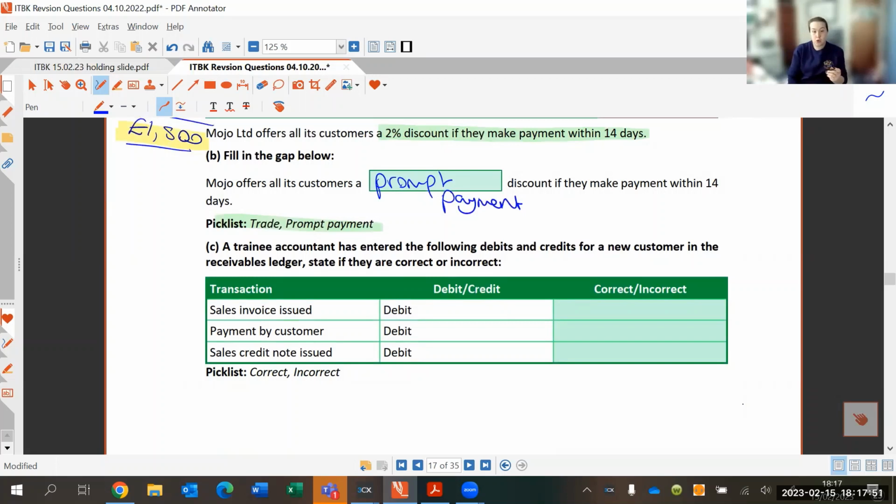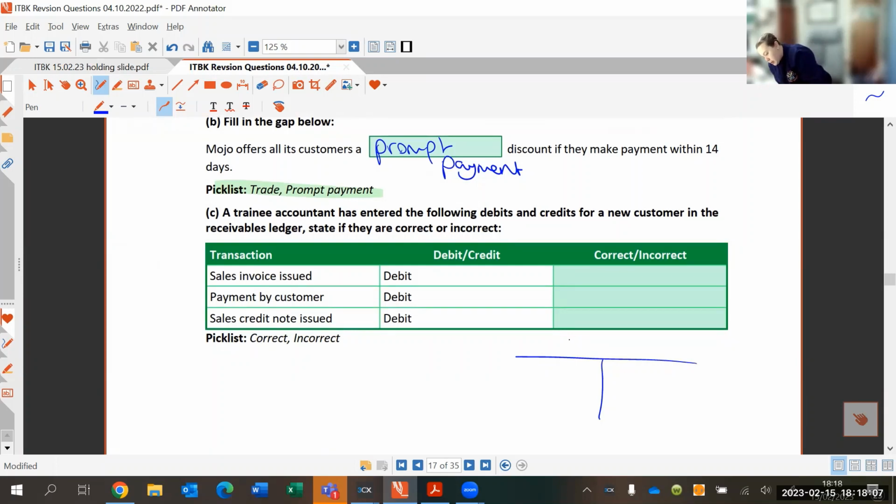So for this, we have to decide whether they've put 3 debit entries in here, have they done the right thing based on the type of transaction? So if we think about our receivables ledger control account, it's an asset account.